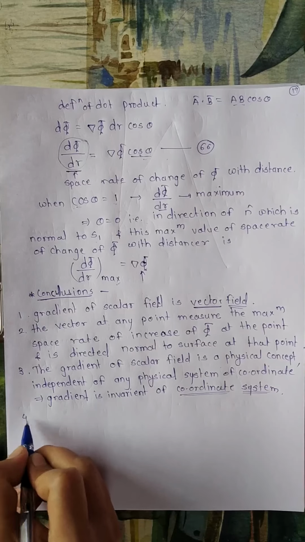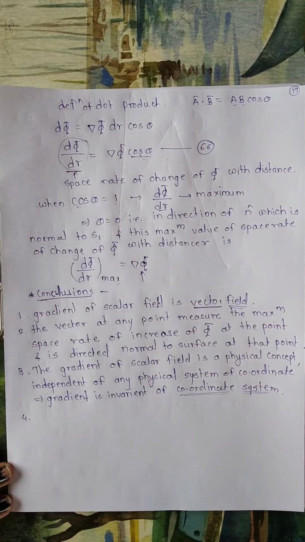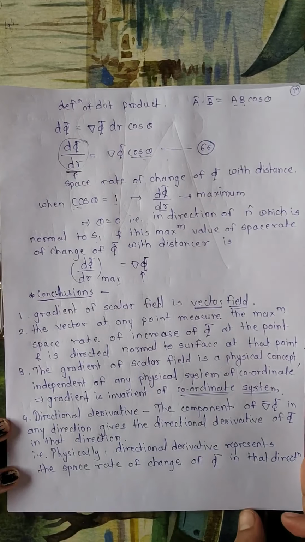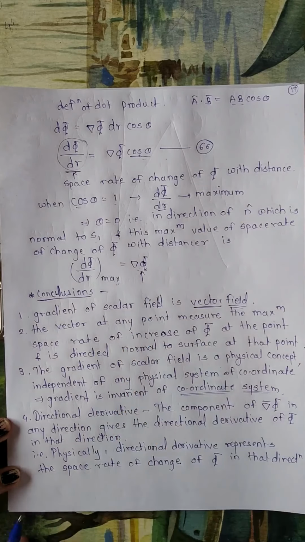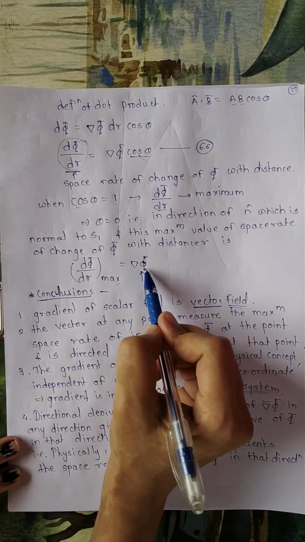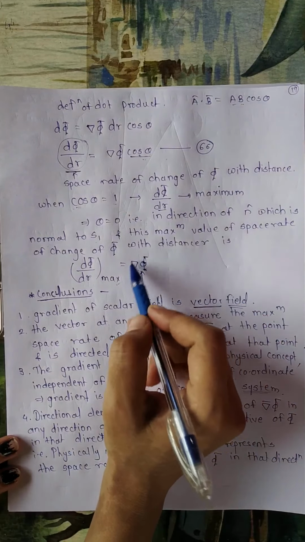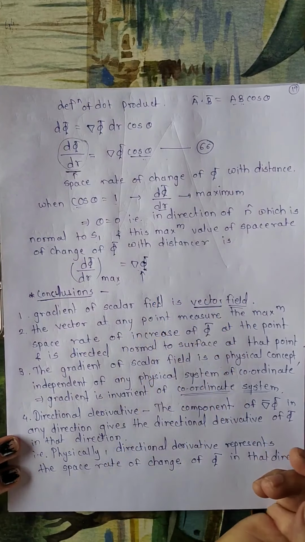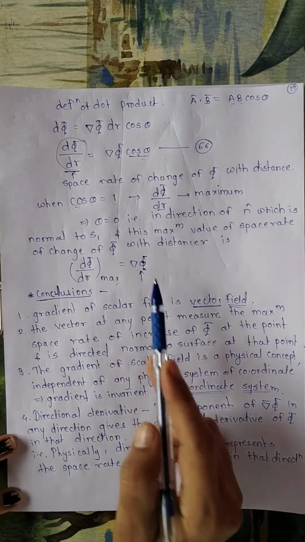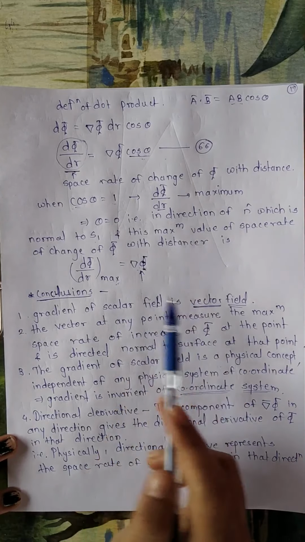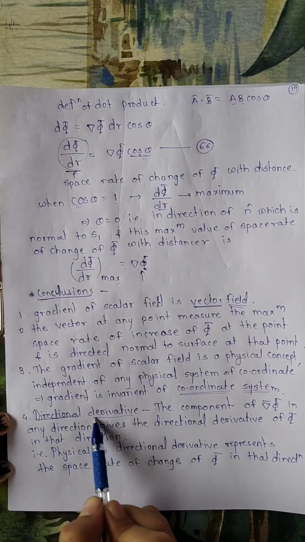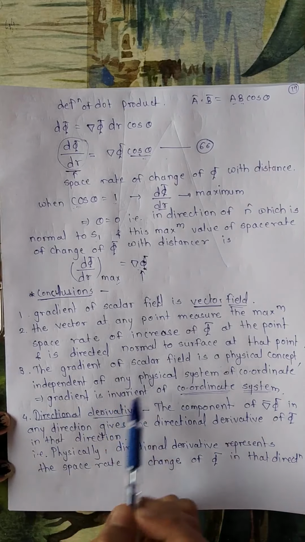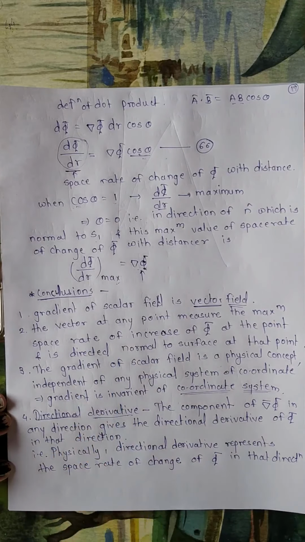And the fourth conclusion is based on the directional derivative. What is a directional derivative? The concept of directional derivative is that the component of this del phi in any direction will give us the directional derivative of this phi in that direction. That is, physically, the meaning of this del phi or directional derivative is nothing but it will represent the space rate of change of phi in that direction. So in another word, it is called a directional derivative. Now we will see some problems based on this concept of gradient of a scalar or del phi.